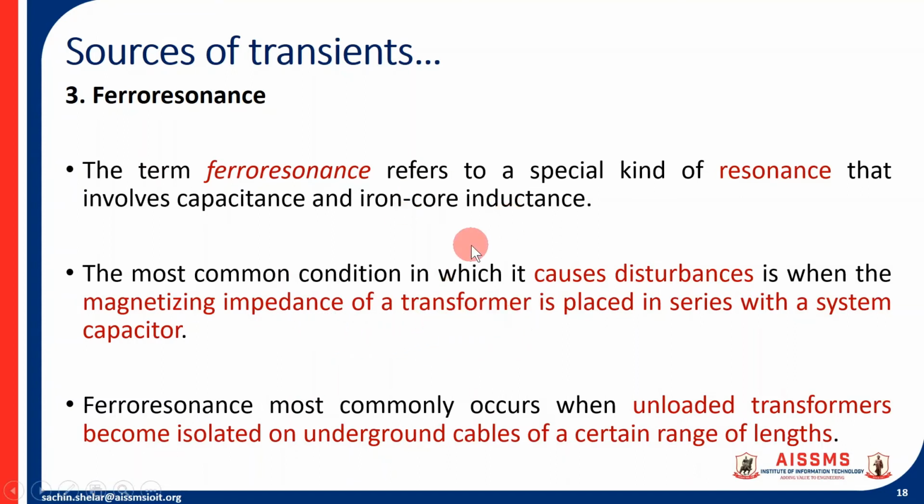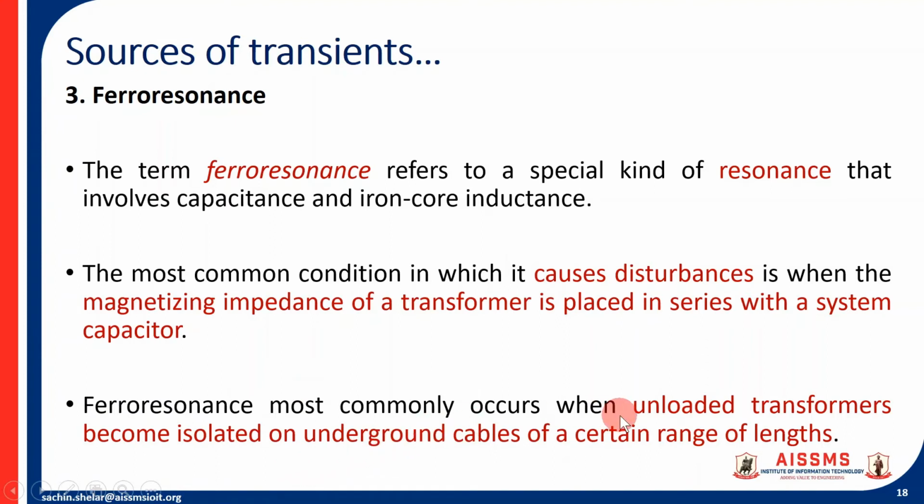The most common condition in which it causes disturbance is when the magnetizing impedance of a transformer, which is iron core inductance, is placed in series with a capacitor. So C and L are opposite in nature electrically, and they will try to cancel each other. At a particular point XL becomes XC, the total impedance becomes zero, and there is resonance. Resonance means increasing something, amplification.